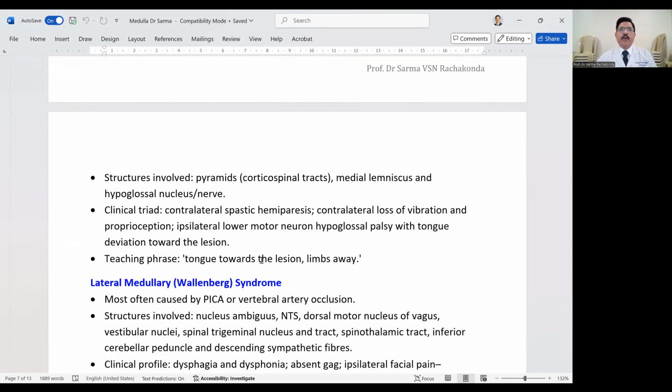Now, one of you describe medial medullary syndrome. What is medial medullary syndrome?